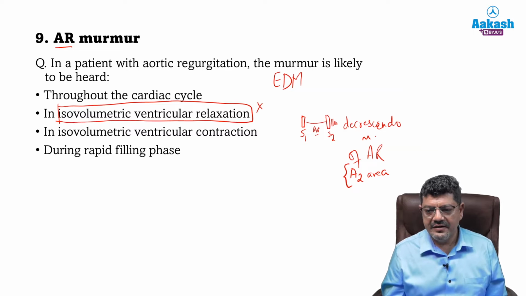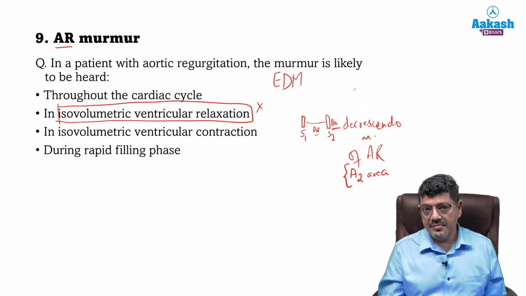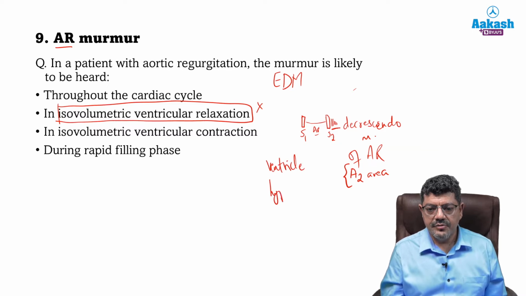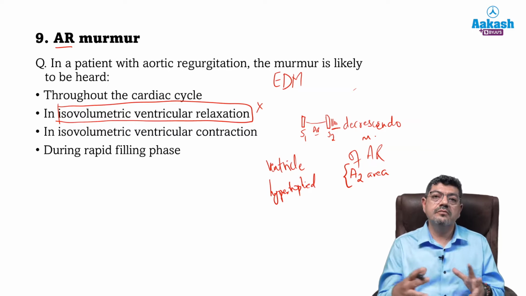In fact, I'll explain in detail there, but going back to the AR murmur, the early diastolic murmur of AR is heard here after the second heart sound, right? Another thing that happens in AR is that the ventricle gradually becomes hypertrophied because it has to pump out a lot of volume. End diastolic volume is very high.